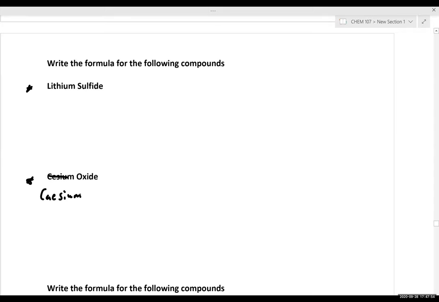The spelling for cesium: the Word document doesn't like the name for cesium and it keeps correcting it automatically. But yes, this would be the name for cesium when you're trying to match the periodic table. Let's try to get a few more proposed formulas in the chat and we'll discuss in about another 30 seconds to a minute.